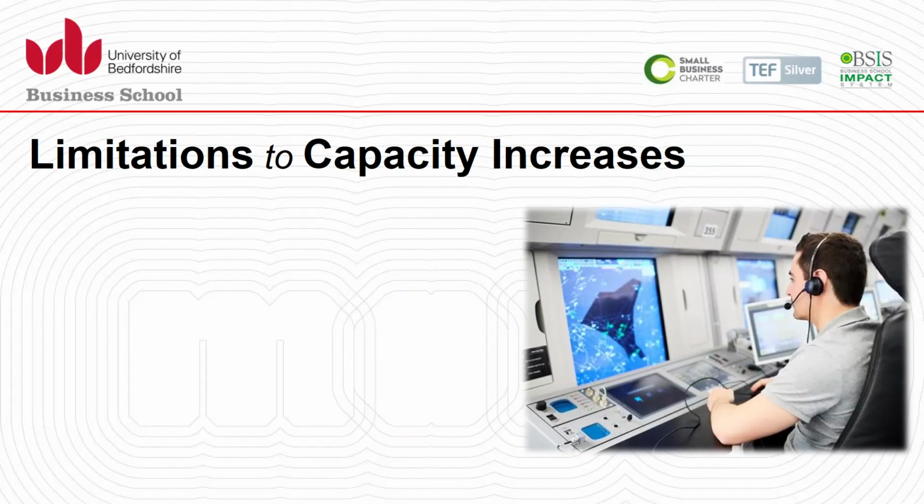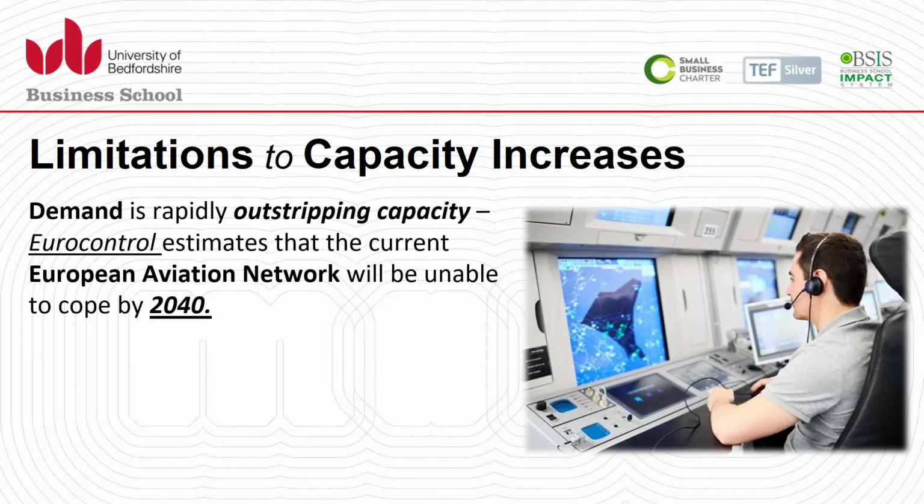One of the limitations to capacity increase is that demand is rapidly outstripping capacity. Eurocontrol estimates, for example, that the current European aviation network will be unable to cope by, let's say, 2040. So the demand is quite high. It is still increasing, though during COVID and the current lockdown, the aviation industry and tourism are all on standby and there is not much going on. But it was predicted earlier, and it is still the prediction, that in future demand will increase and there will be high demand for passengers and flights.